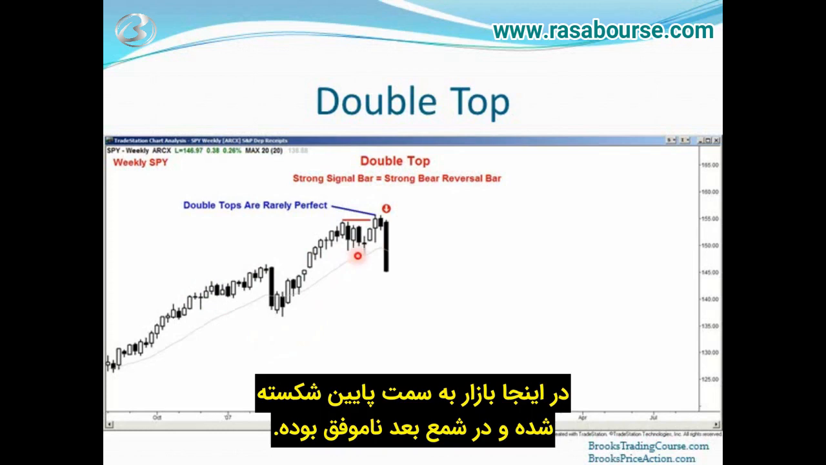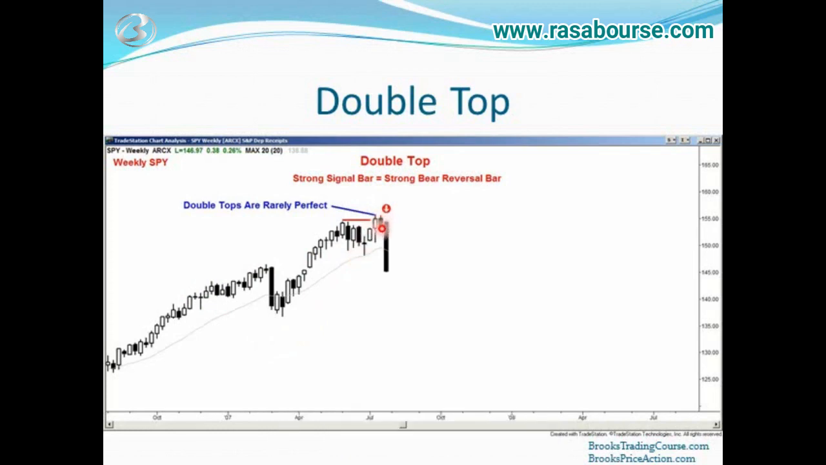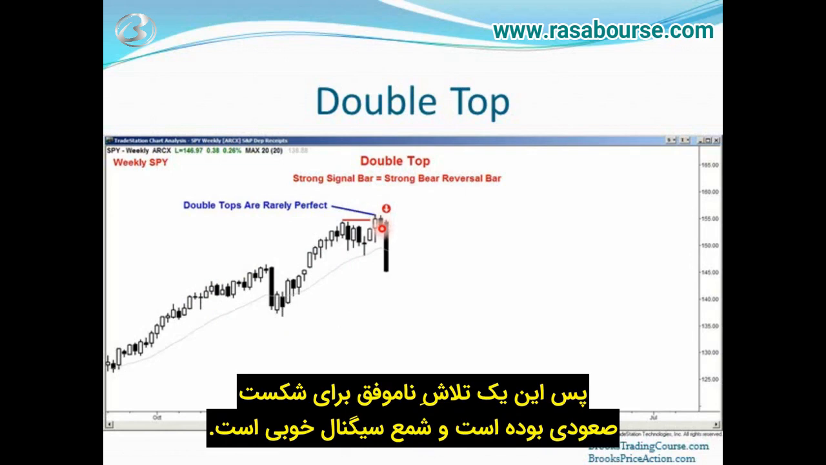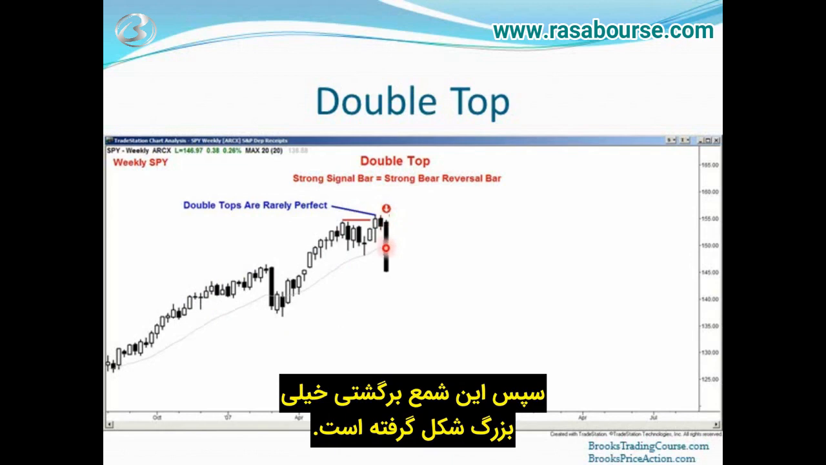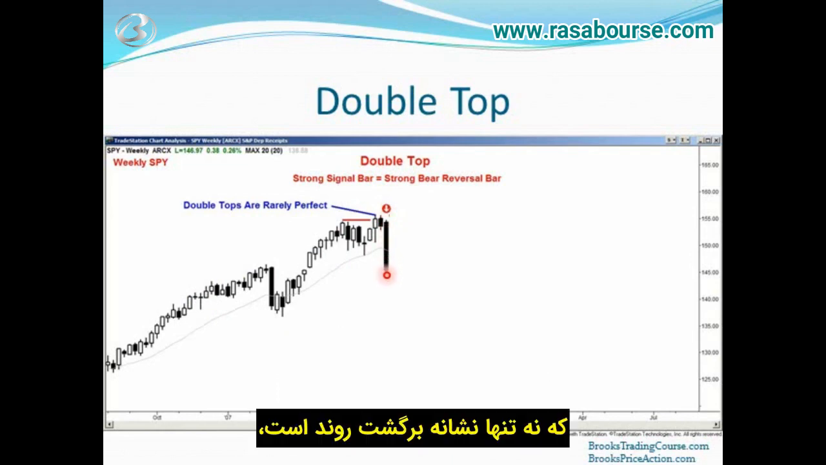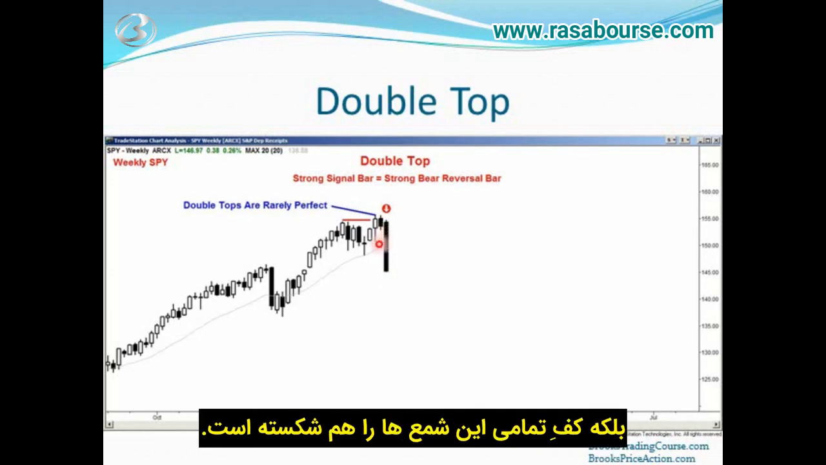We broke out to the upside, and the next bar we have a failure, a bear inside bar. So this is a failed bull breakout and a reasonably good signal bar. And then we had this huge bear reversal bar that reversed not only the trend, it reversed the lows of all of these bars.